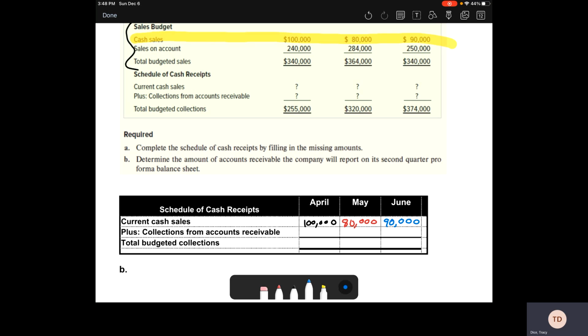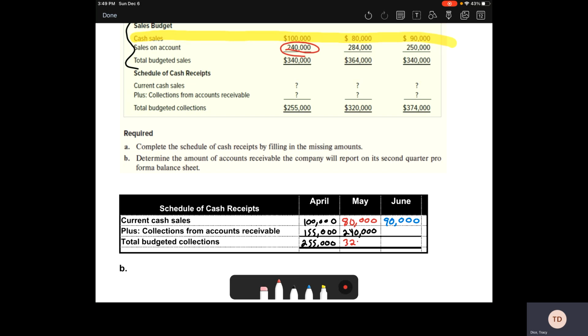So in April, we collect what was on the books at the beginning of the month, which was that $155,000. So our total collections that month would be $255,000. When we look at the month of May, we are collecting our sales on account from April. So in May, we are going to collect that $240,000, which again comes from the month of April. We had cash sales of $80,000. That gives us a May total collection of $320,000.